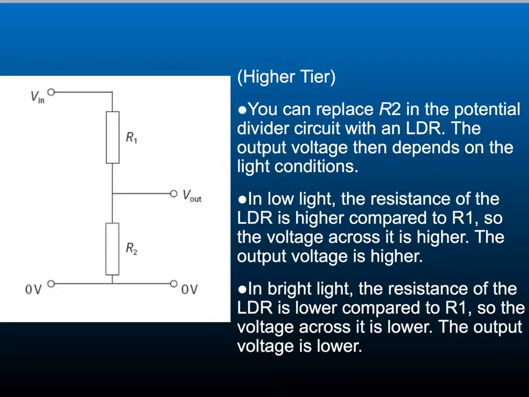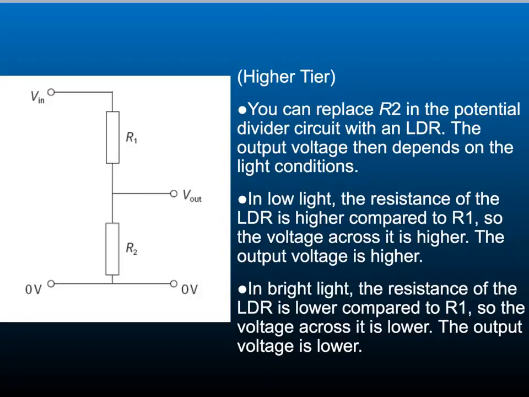In low light, the resistance of the LDR will be higher compared to R1. So the voltage across it will be higher, and the output voltage is higher. So that means that here we could have a security light connected, and when the voltage across it is high, it would turn on.